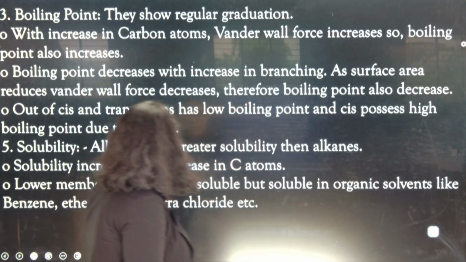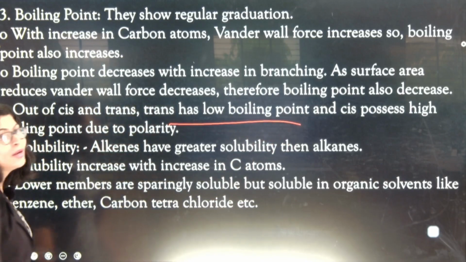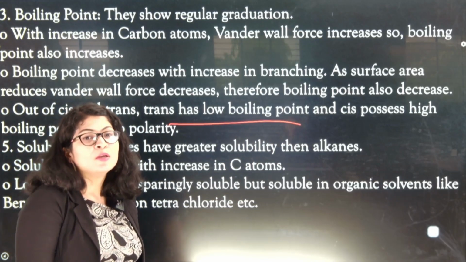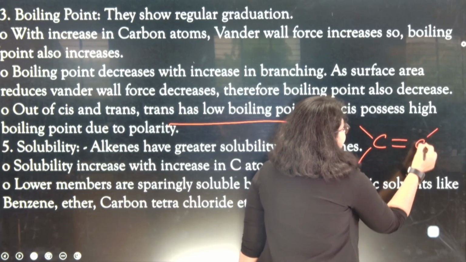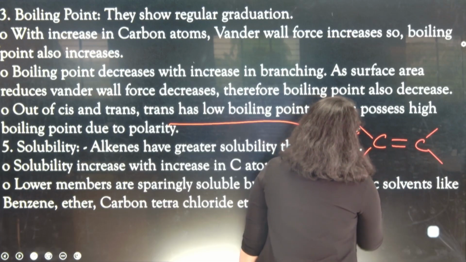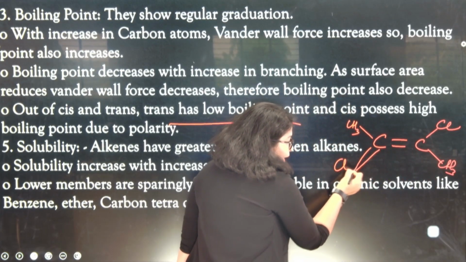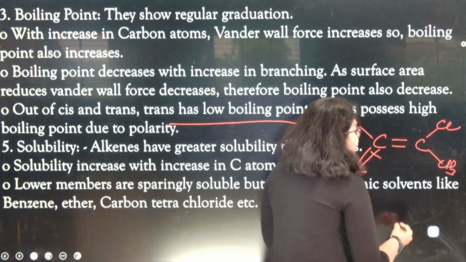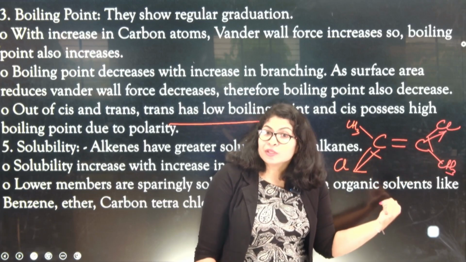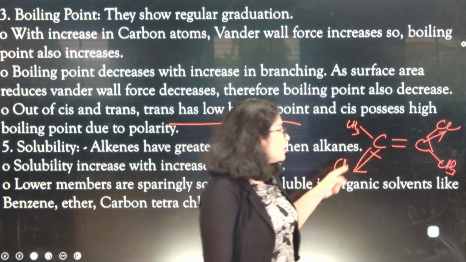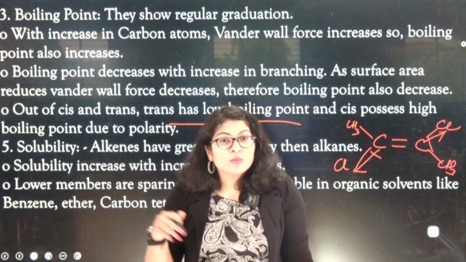Now out of cis and trans, trans has a lower boiling point and cis has a higher boiling point due to the polarity factor. Trans is less polar. Why? Suppose I draw a double bond. Let me say here Cl is there, here Cl is there, this is the trans isomer, right? So the dipole moment will be directed towards this chlorine and here it will be directed towards this chlorine. Now see, these both are antagonistic to each other, alright? Therefore, this will cancel out the dipole moment created by the other carbon-chlorine bond. Here the net dipole moment reduces.